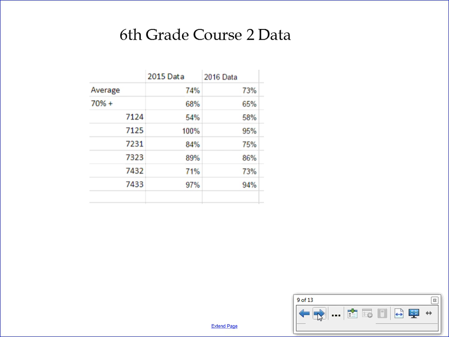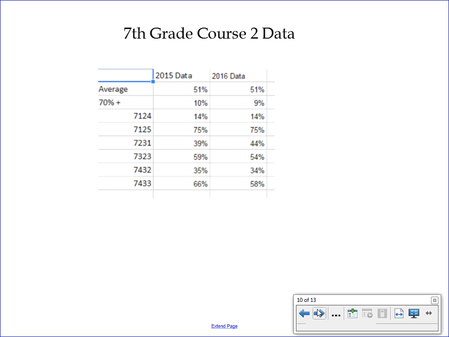Course 2 in 6th grade, so these are the kids that are accelerated 1 grade level. Again, their numbers are very similar to what they were last year, the average 70% or higher. And then 7th grade, this is the at grade level course 2, and their numbers are again very similar. The one thing that was new this year with middle school math 2 is that we have the Big Ideas curriculum, which is new to us. And anytime you get something new, you're a little worried about how they are going to do.